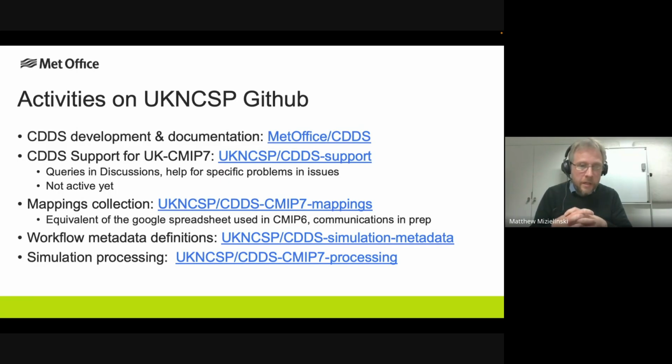Something I've alluded to earlier is getting an idea of how we produce different variables, so the mappings. We've started to put together a process for collecting and recording this. This is the equivalent of the Google spreadsheet we had in CMIP6, which many of you may remember, and hopefully not have too much post-traumatic stress from. Communications around this are in preparation. Other things which we'll be recording here are things like metadata definitions, similar to the Rose Suite info files you would have had last time, but separate, given that the Rose Suite configuration will be changing as it moves to Git. And then simulation processing will also occur under this organization too.